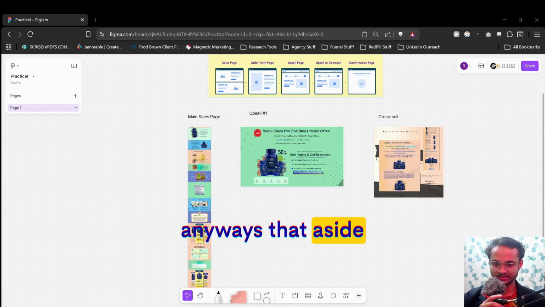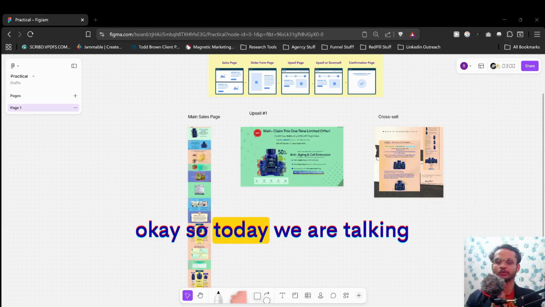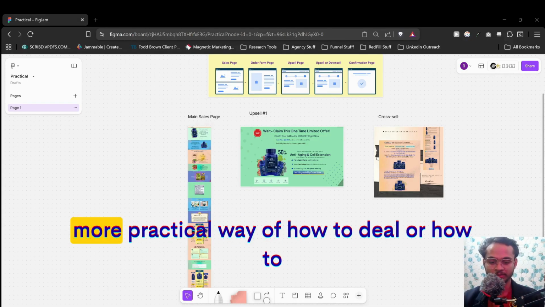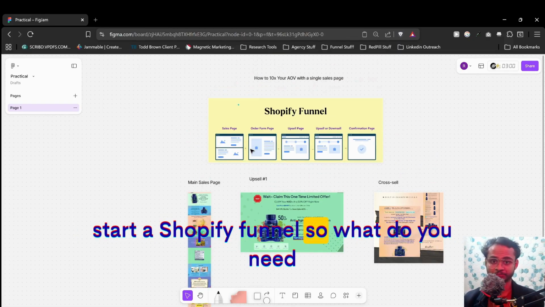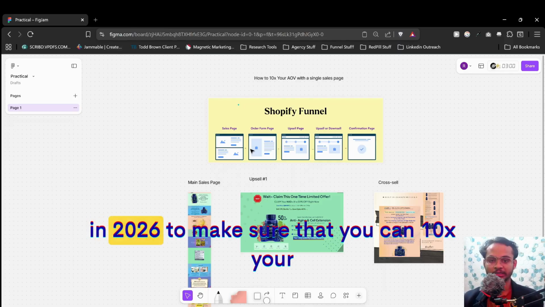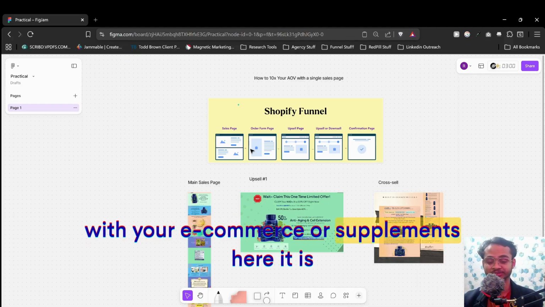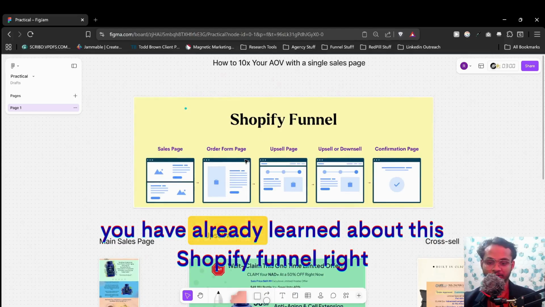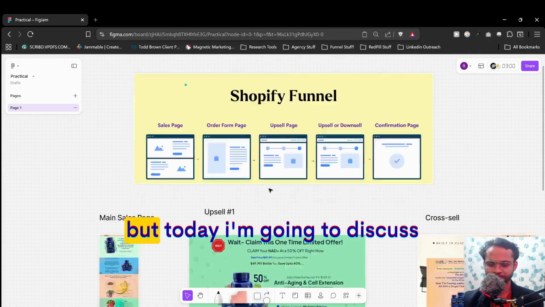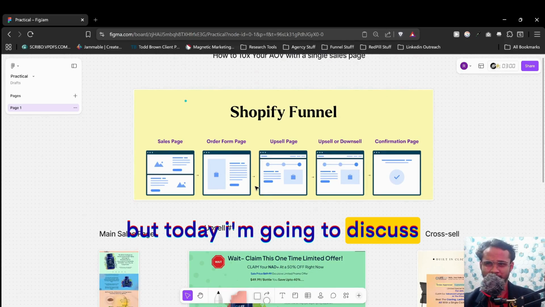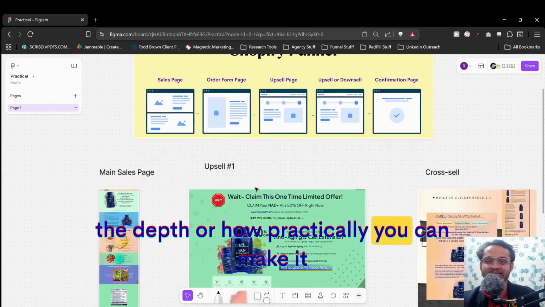Anyways, that aside. So today we are talking about a more practical way of how to start a Shopify funnel. What do you need in 2026 to make sure that you can 10x your average order value or average cart value with your e-commerce supplement business? You have already learned about this Shopify funnel, but today I'm going to discuss in depth how practically you can make it.